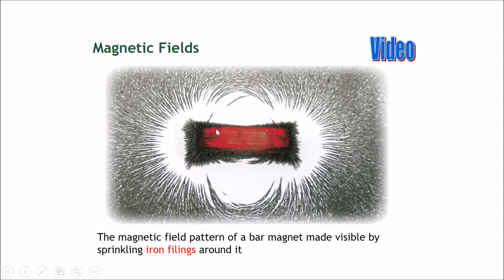So this is when you throw a bunch of iron filings onto a magnet. The magnetic field pattern of a bar magnet is made visible by sprinkling iron filings around it. You can see these lines over here, because each of these iron bits has been affected by this magnet, and all of them have become tiny induced magnets, joined now in lines, north to south, something like this. And this is what you call your magnetic field.